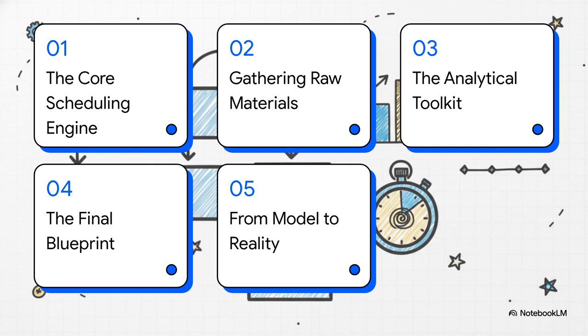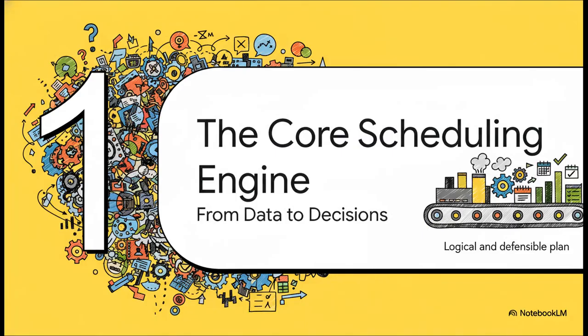Here's our game plan. First, we'll get a handle on the process itself, this core engine. Then we're going to look at the raw materials, the inputs you absolutely have to feed that engine. After that, we'll open up the analytical toolkit and do a deep dive into the techniques that turn all that data into a real strategy. From there, we'll check out the final blueprints, the outputs, before tying it all together to see how this whole model actually works in the real world. So let's kick things off with the core concept.